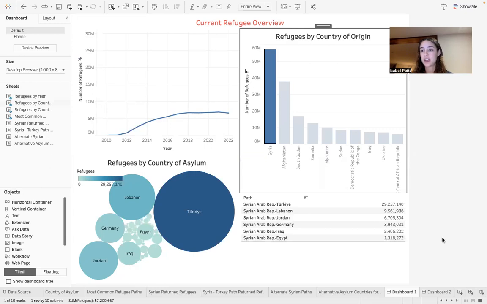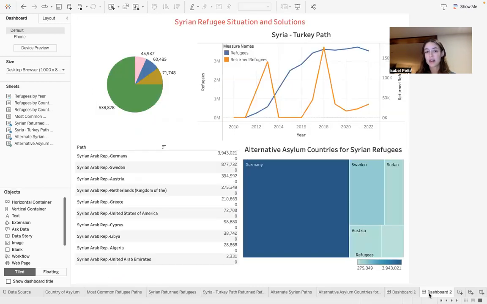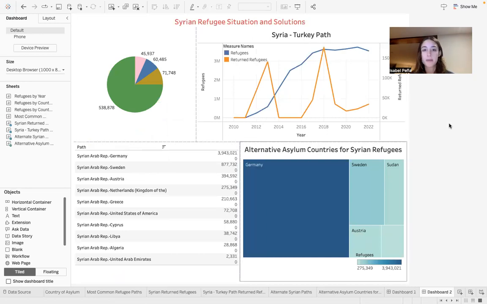Now we have a very clear image of Syria being the origin country with the highest number of refugees and Turkey being the country that shelters most of them, which sounds good, right? But the problem is that Turkey has had an economic, social, and political impact due to its high openness to refugees, and it cannot keep accepting them at the same rates it had in the past. So I created this second dashboard to show this problem, the Syrian refugee situation and solutions dashboard.